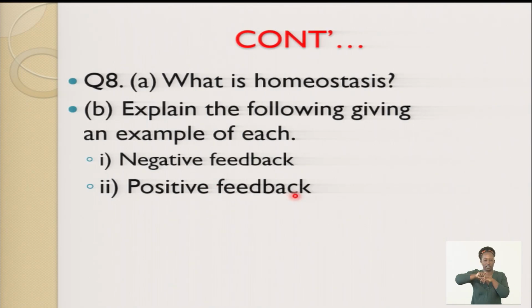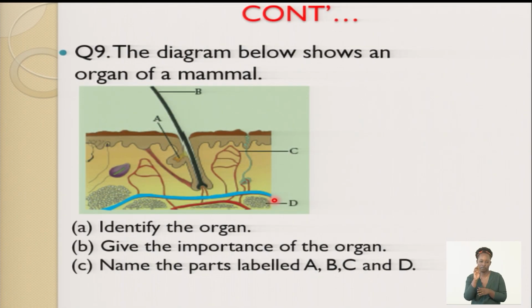Then we have examples of positive feedback. We can take an example like production of milk by the mammary gland, and also the release of the baby during childbirth by oxytocin hormones. So we have the skin diagram. I said identify the organ, which is the skin, and give its importance. The importance we have mentioned is very important: protection, a receptor or sensory organ, and there are very many functions played by the skin. We say reception, protection, as well as regulating body temperature.